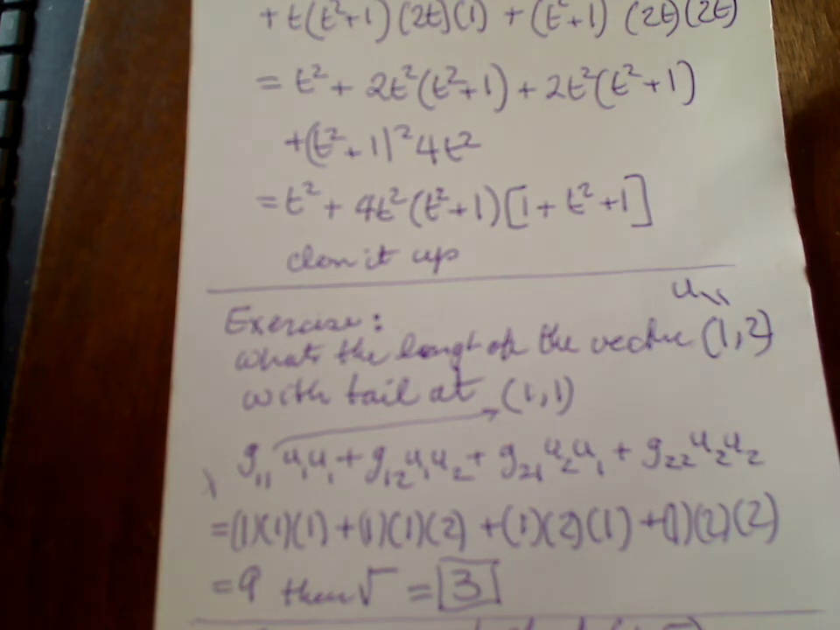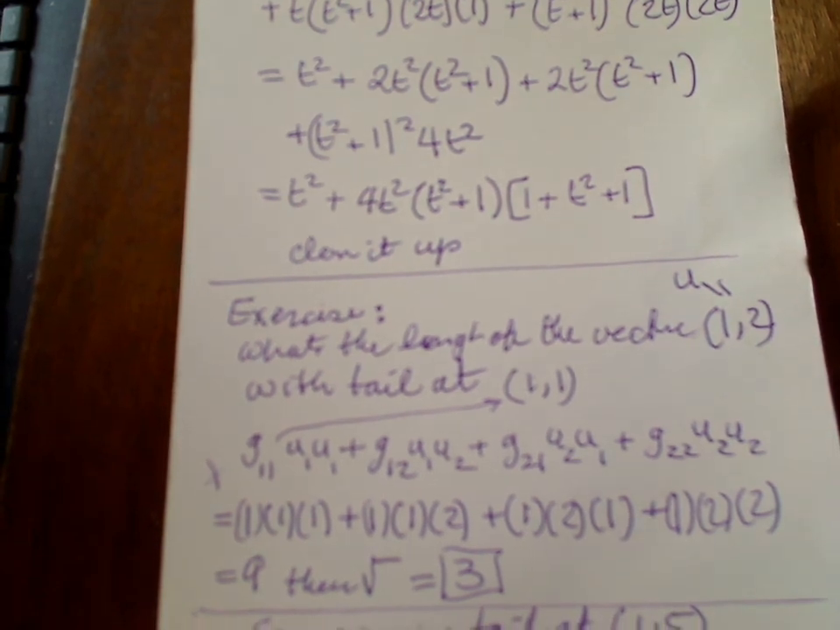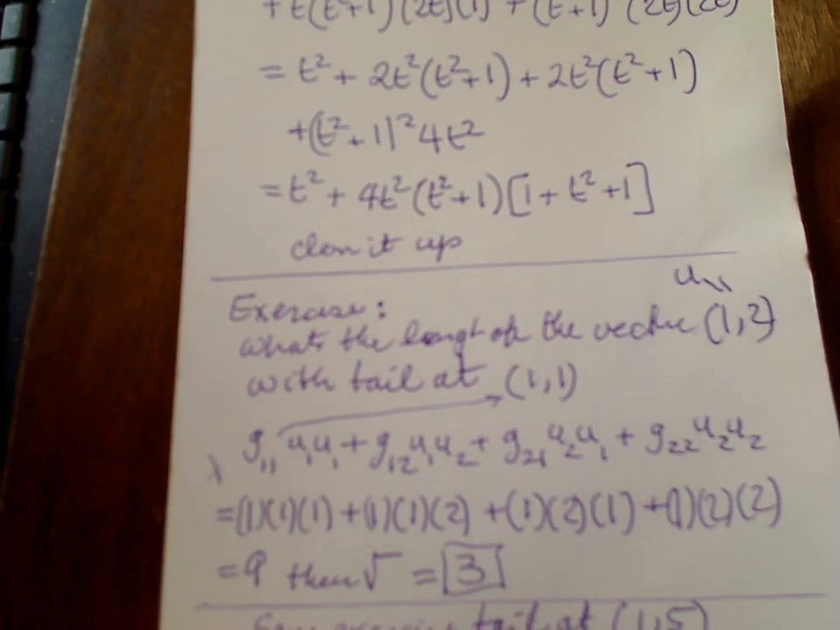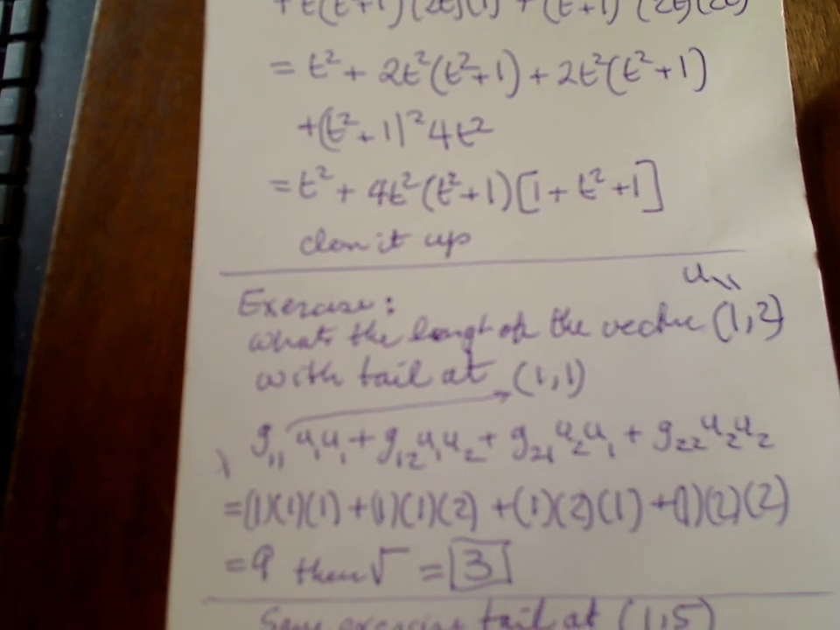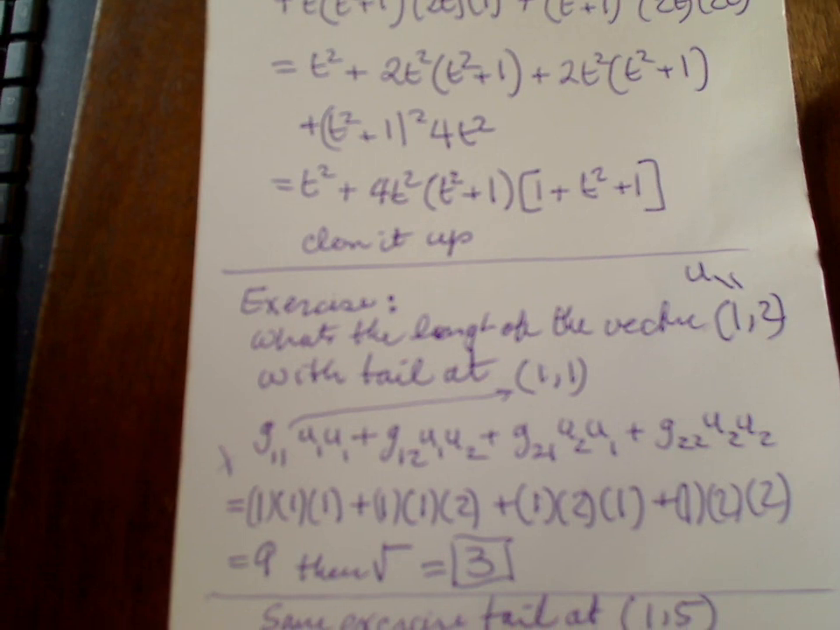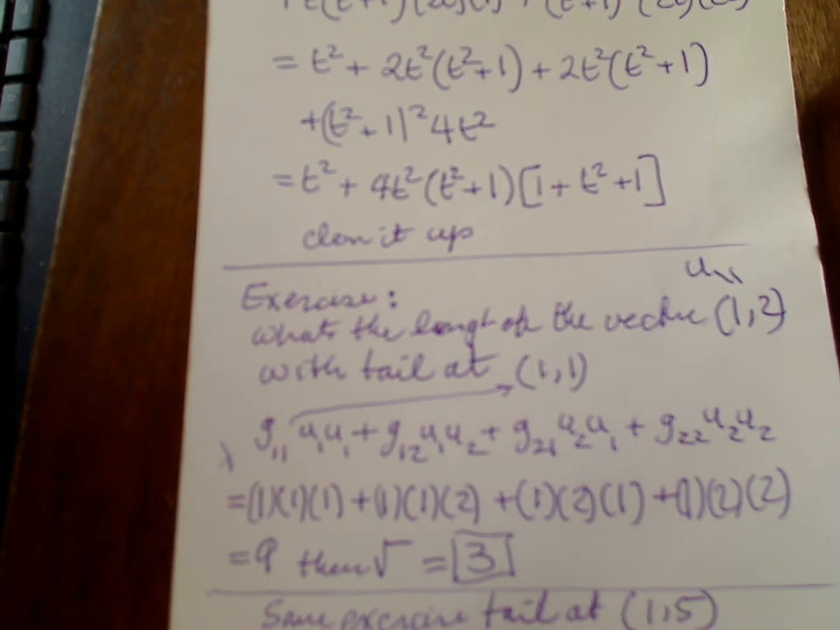If you took the dot product with the tail at 1 comma 1, and to get the length of the vector, we take the square root of that. So the dot product with itself at 1 comma 1 was 9, but then the actual length was 3. Now we'll do a second exercise.